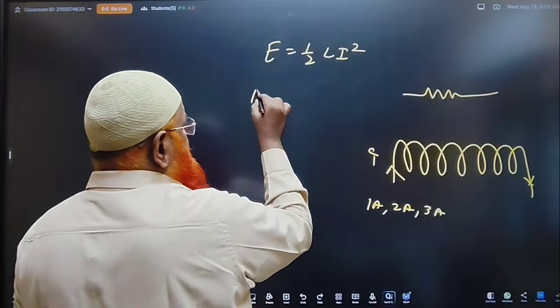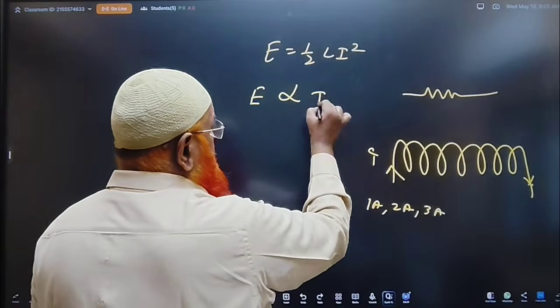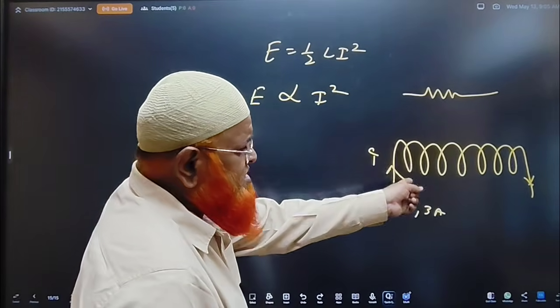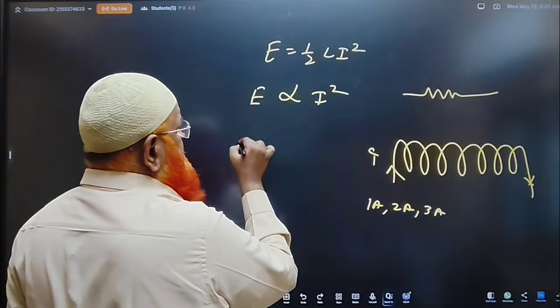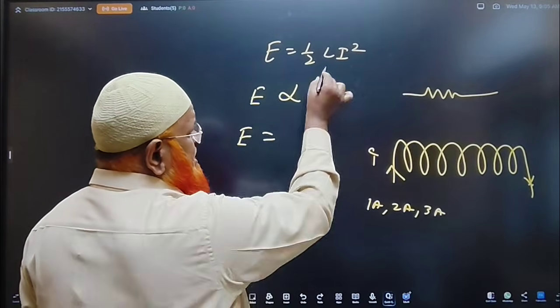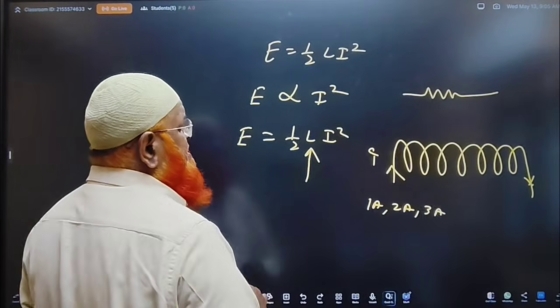So here the energy in the inductor is directly proportional to the square of the current. What is the current flowing here? That is squared. So energy is equal to a constant, which is half L I squared. What is L? Inductance.